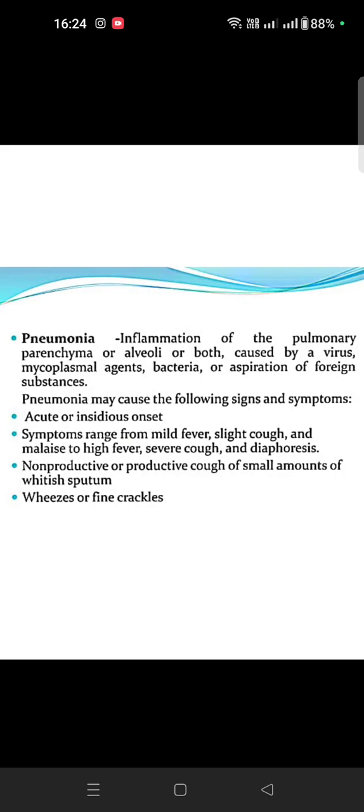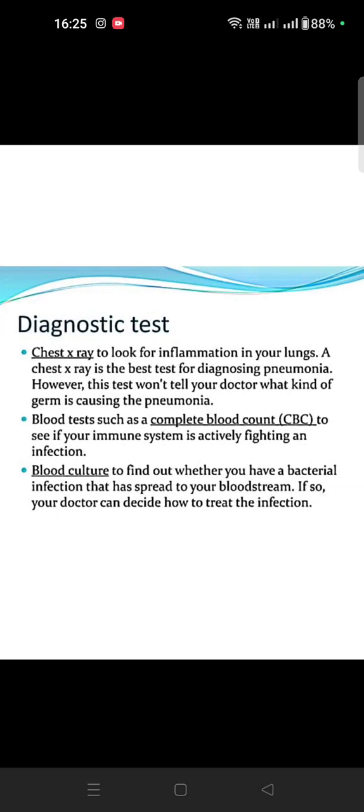Next, pneumonia. Pneumonia is the inflammation of the pulmonary parenchyma or alveoli. It is caused by viruses, bacteria or foreign bodies. The symptoms are acute or insidious onset, mild fever, cough and malaise, or high fever, severe cough and diaphoresis. Non-productive or productive cough will be there, then wheezing and fine crackles.